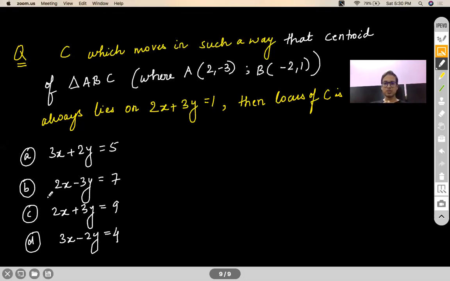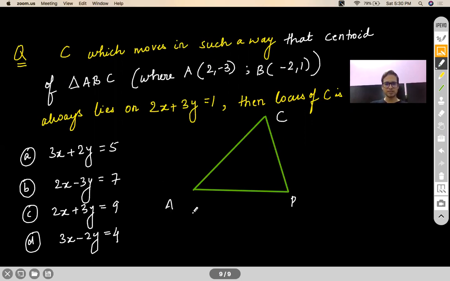First of all, read the question again. Try to understand what the question is trying to tell you and what the question is demanding from you, and then pick up your pen. Okay, so all of you have read the question. So this point C is a moving point, it is not fixed, whereas A and B are two fixed points.